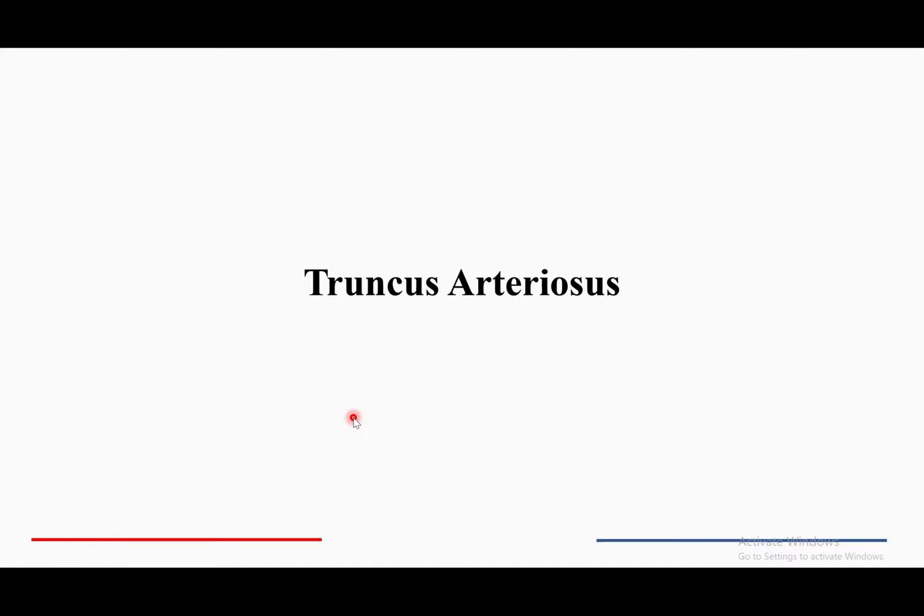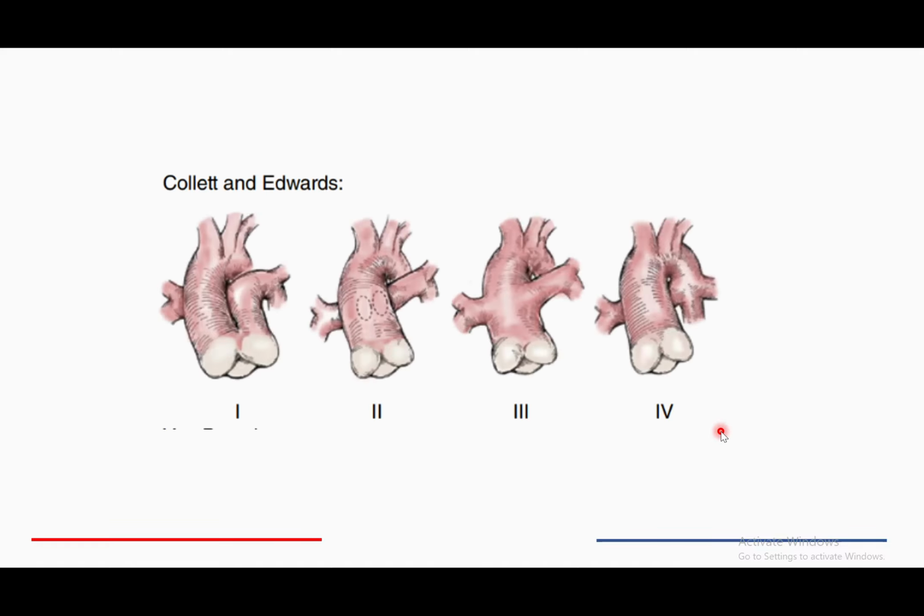Now we'll talk about Truncus arteriosus. There are several types of Truncus arteriosus. This is type 1: pulmonary and aorta are side by side from a common valve, the truncal valve. In type 2 and type 3, the pulmonaries are branches from the aorta or from the trunk. And in type 4, the pulmonaries are branches not from the ascending aorta or the truncus, but from the descending aorta, from one of the branches of the arch, from the great vessels.